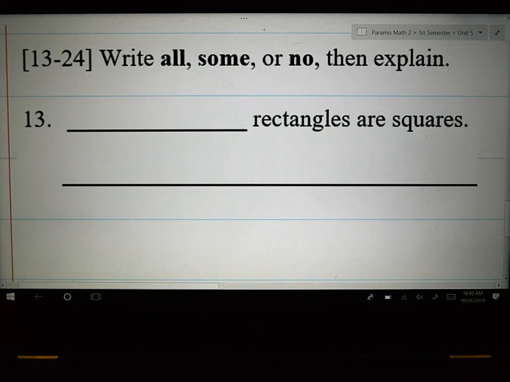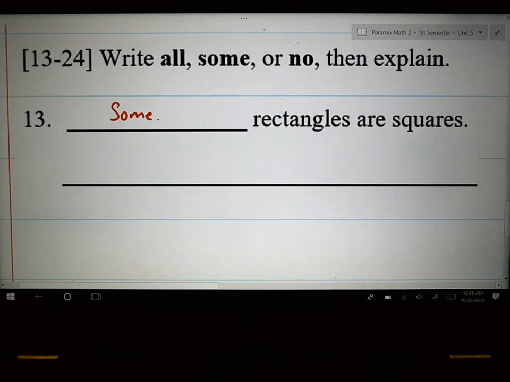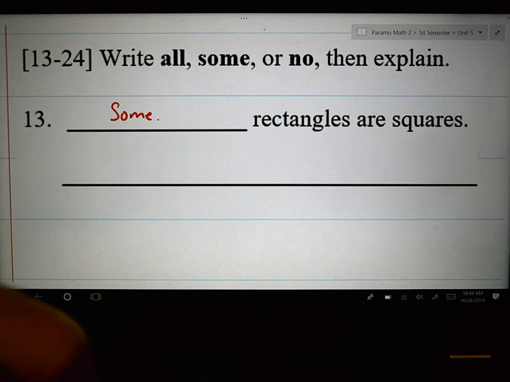I heard several correct answers. I heard a couple of incorrect answers. The correct answer is some. Some rectangles are squares. If you look at what our chart was, the squares were below the rectangles. Squares are always a rectangle, but rectangles are sometimes a square because they're below it in the chart.